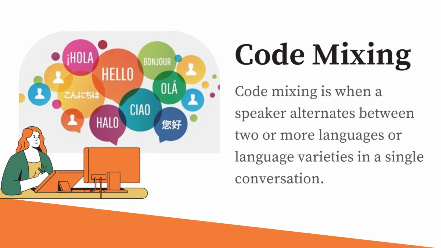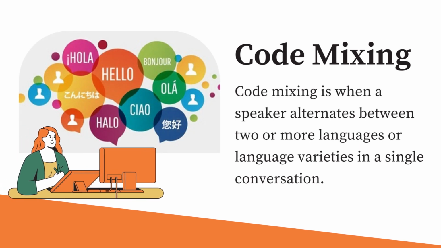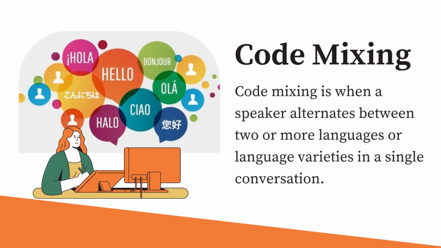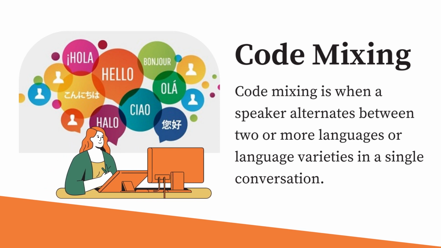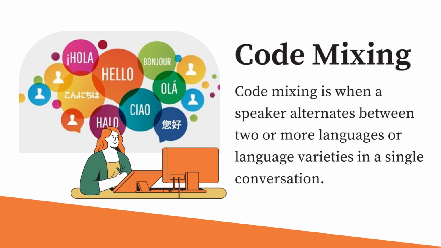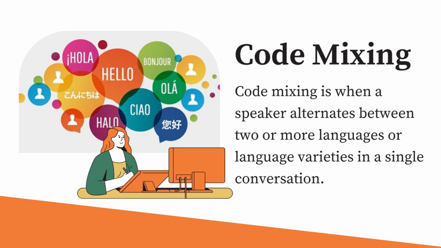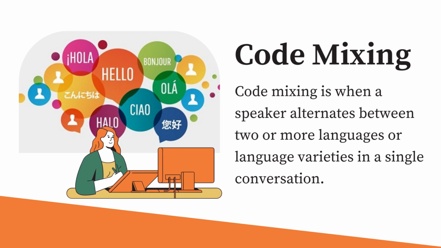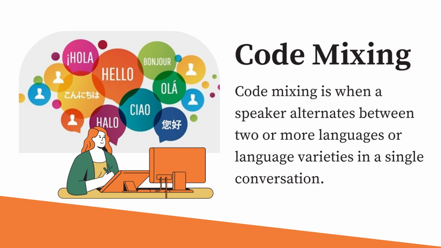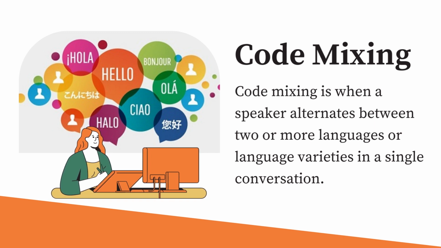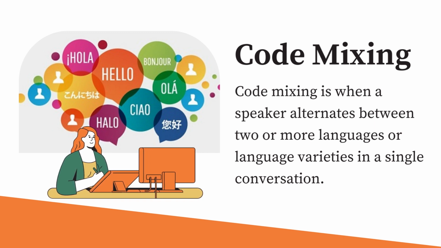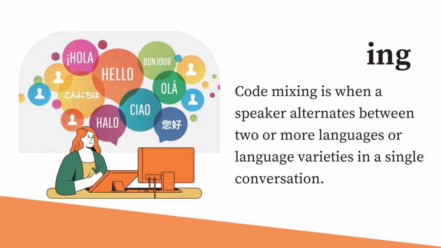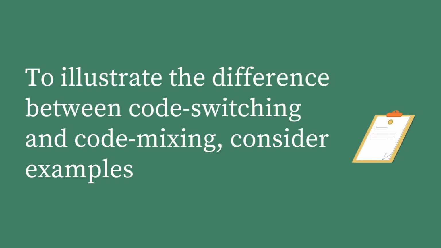Code mixing, on the other hand, refers to the practice of using elements from two or more languages or language varieties within a single sentence or utterance. Unlike code switching, code mixing does not necessarily involve a full switch from one language to another. So, in code switching, we have a full switch from one language to another, while in code mixing, the full switch is not involved. To illustrate the difference between code switching and code mixing, let's consider some examples.